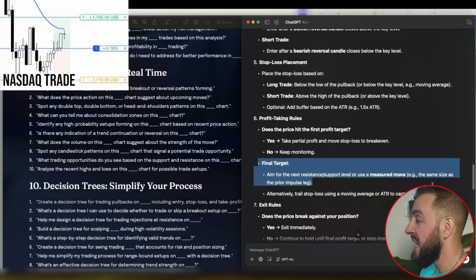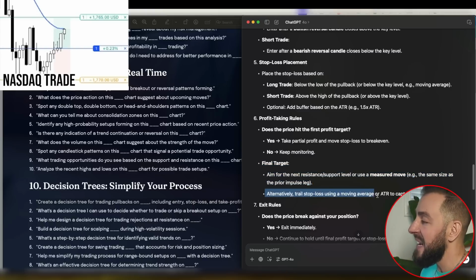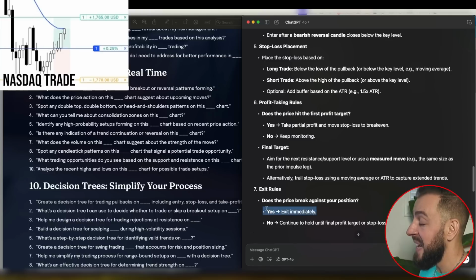Final target, aim for the next resistance or support level using a measured move. I like measured moves and I use them in my strategy. It probably knows that. And then exit rules. Does the price break against your position? If yes, exit immediately. If no, continue to hold until your final profit target or your stop loss is hit.